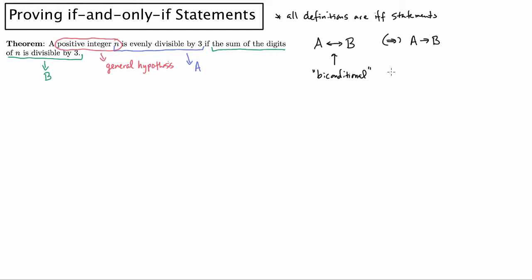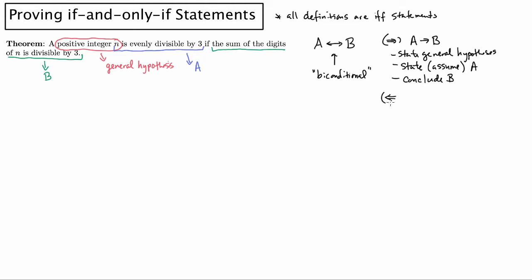And the way that you do that is you state the general hypotheses, and then you assume A is true, and then you have to construct the proof so that the concluding part of the proof is that you conclude that the statement B is true. So that's what we call the forward direction.